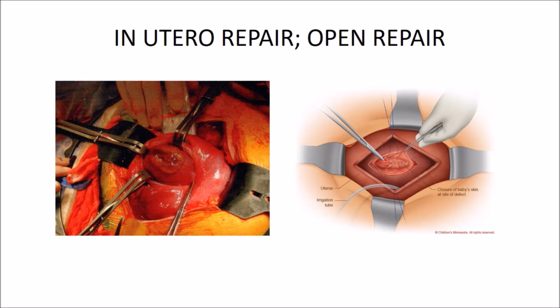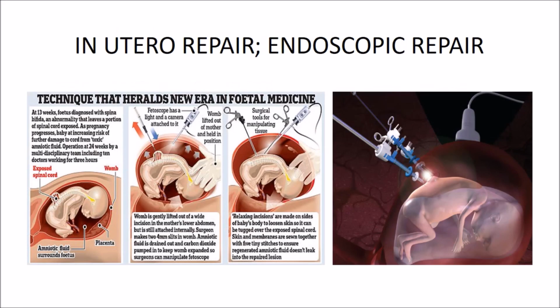C-section for the normal or the full-term baby, and we can do the open repair and then put back the baby into the uterus and then wait for the full term and the normal birth. This is the open type of repair, and then we can have endoscopic repair as well, where we can put two or three endoscopes and repair these neural tube defects.